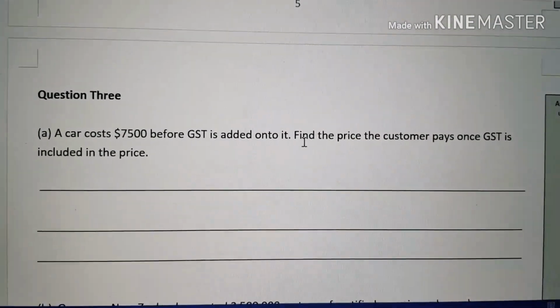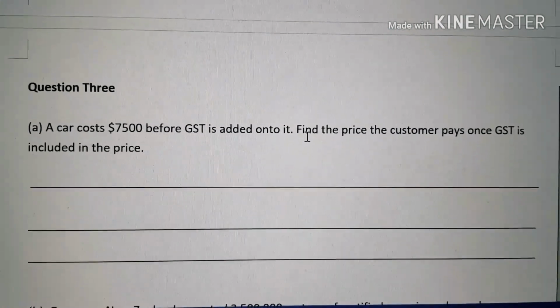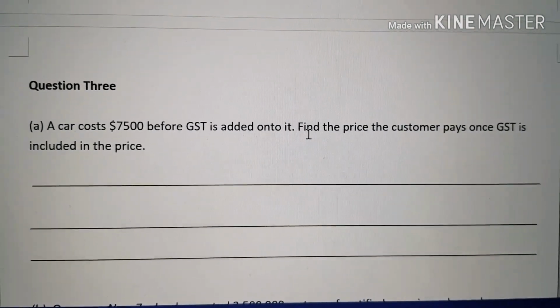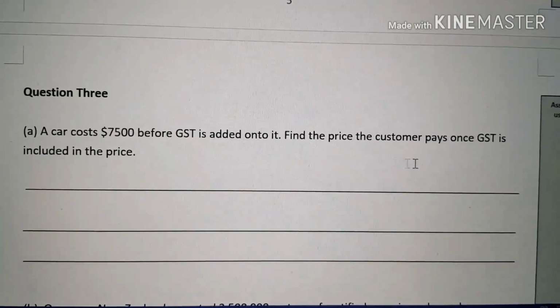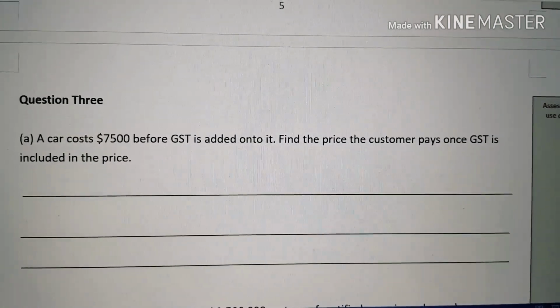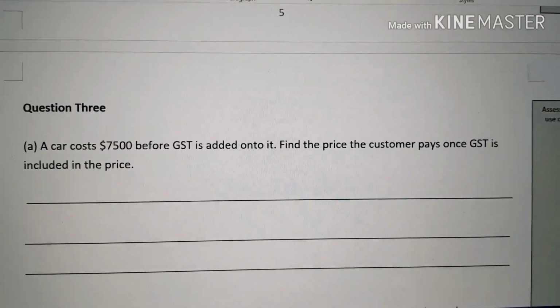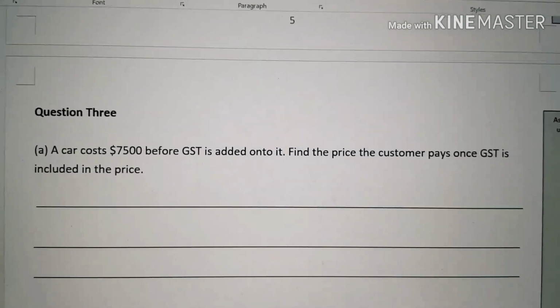Okay, so let's have a go at question 3A this time. A car costs $7,500 before GST. So it says find the price once GST is included in the price. So from before GST, it's asking us to calculate including GST.